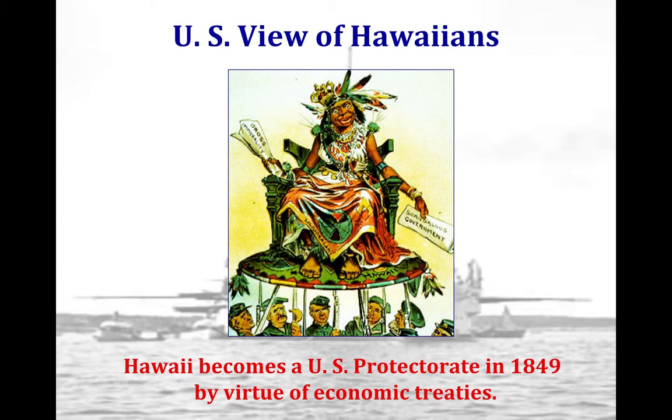So the U.S. obviously feels like it can exert its influence over Hawaii because they have a sort of social Darwinistic approach towards the natives of Hawaii. So they take advantage of this very early, and in 1849, Hawaii becomes a U.S. protectorate, which basically means that Hawaii is under the influence of the United States. It's almost like extending a Monroe Doctrine-like approach towards Hawaii.